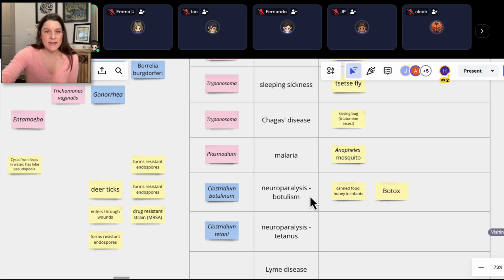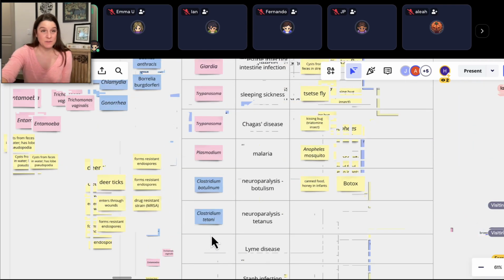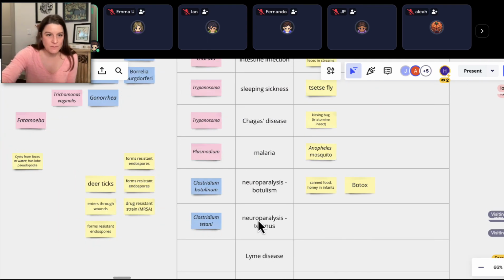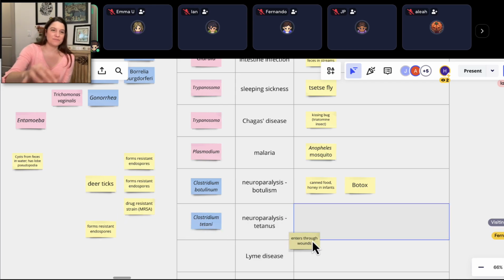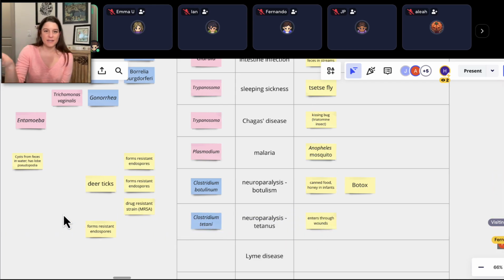Okay, Clostridium tetani. Did I put that in? Maybe someone else did for me. Clostridium tetani. Yep, neuroparalysis, tetanus, similar type of thing. And that one is entering through wounds. So that's why a lot of times when you get cut and you've been exposed to water and things like that, where we're not sure how clean it is, you want to get a tetanus shot because you don't want to have neuroparalysis and not be able to breathe and die from suffocation.